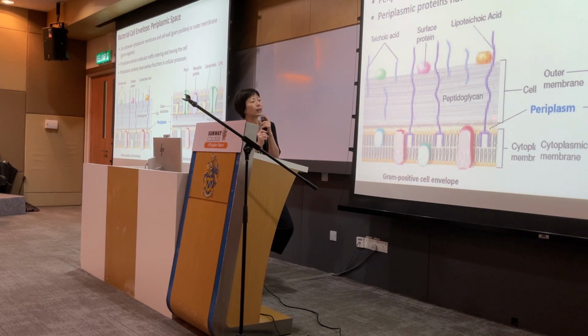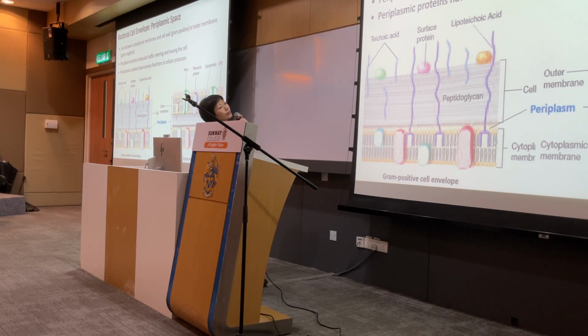For a while, they thought there was no periplasmic space in the gram-positive cell wall. However, later they found there is a periplasmic space between the peptidoglycan and the cell membrane. But it's just very thin. It can't easily be seen even in the electron micrograph. But there is the existence of this periplasmic space in gram-positive cells.